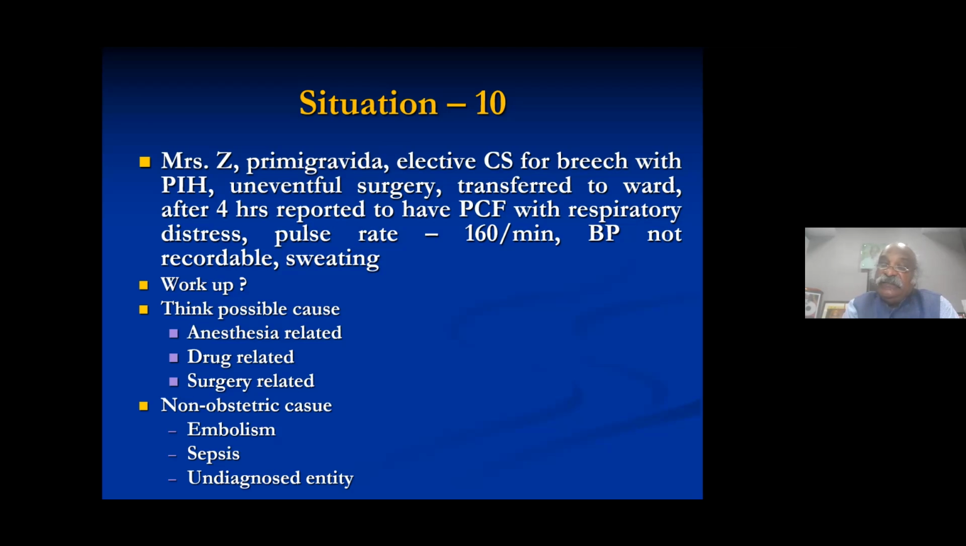Or sepsis. Early sepsis is very rare, particularly in obstetrics and gynecology. Within hours, sepsis doesn't ensue. It takes at least 24 to 48 hours, unless there is a pre-existing chorioamnionitis. If there is pre-existing chorioamnionitis, it takes hours. Otherwise, in urologic practice, it can occur very rapidly, within minutes. But in gynecology, provided there is a pre-existing infection, it takes at least 24 to 48 hours for sepsis to develop. And some of the cases could be an undiagnosed entity.